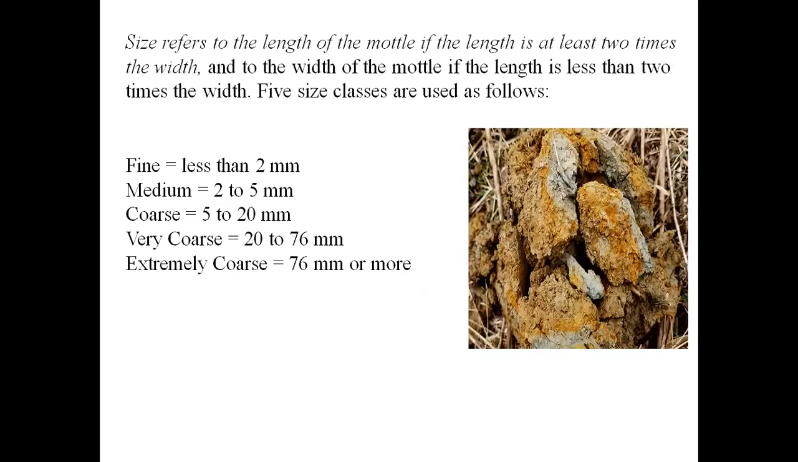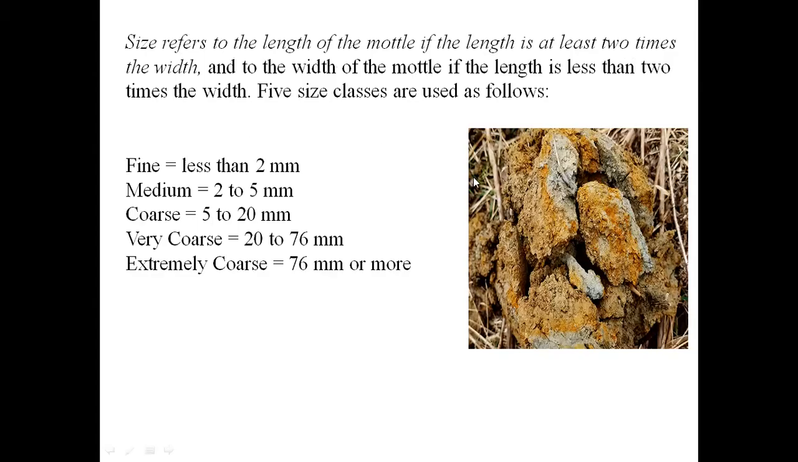And another one, students, is size. If you take one small mottle and measure it, what is the basic thumb rule given by USDA? Size refers to the length of the mottle. The length is at least 2 times the width, or the length is less than 2 times the width. Same thing was repeated here. So 5 classes were given.